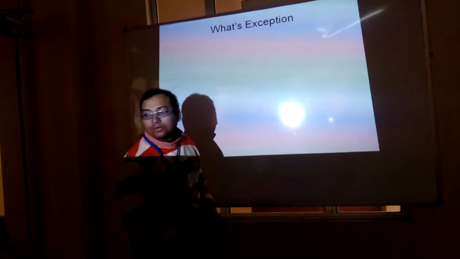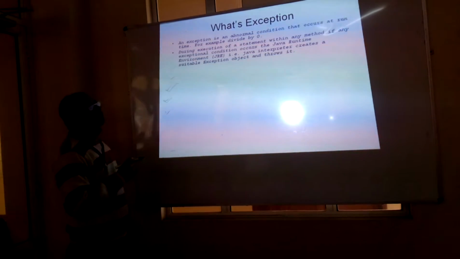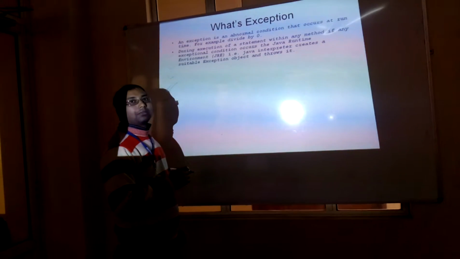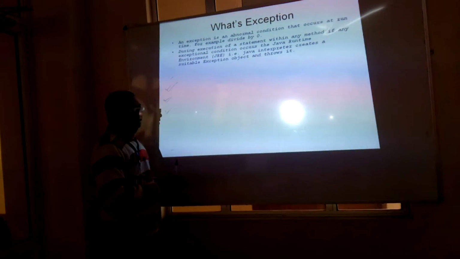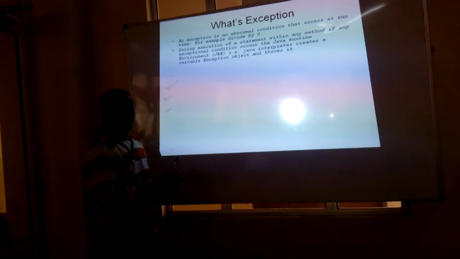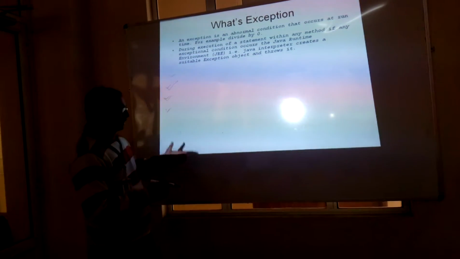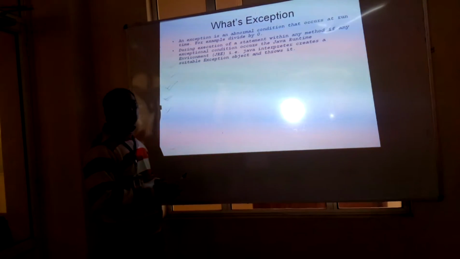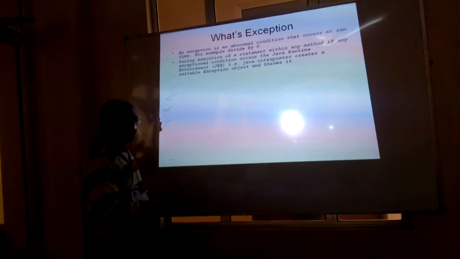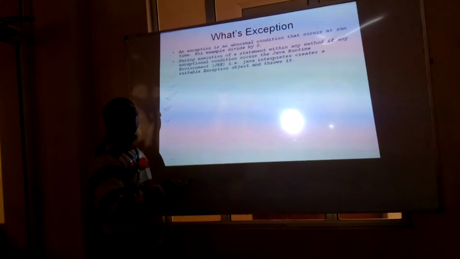Next, what is an exception? An exception is an abnormal condition that occurs at runtime, for example, divide by 0. Whenever we write a program and execute it, we want the exact output that we expect from our program. But whenever there is some problem or error, maybe a syntax error or a runtime error, that error is called an exception, an abnormal condition.